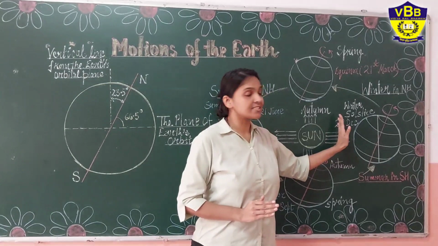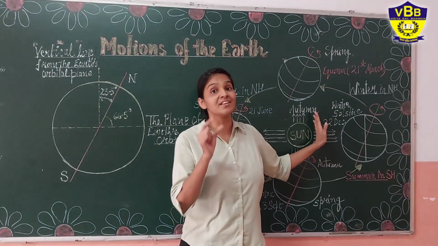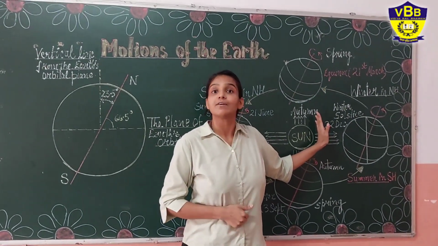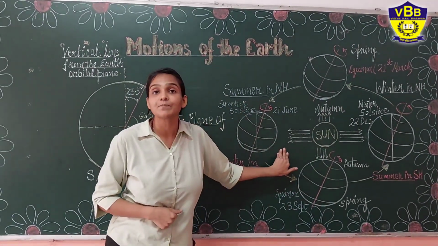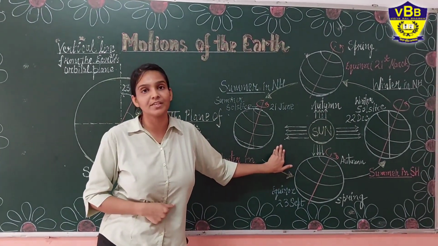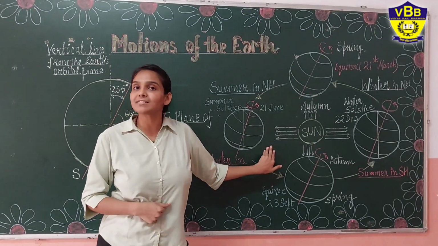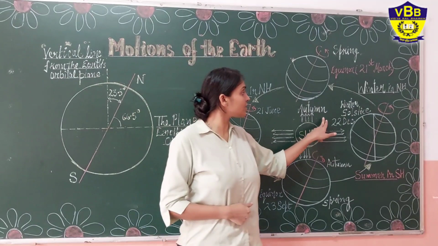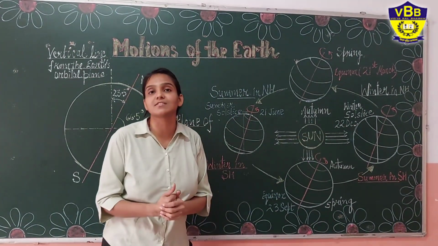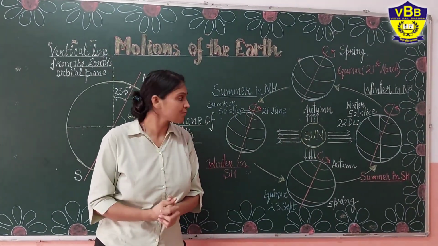In some places it is near to the sun. The nearest distance is known as perihelion, and on one side it is far away from the sun. The farther distance is known as aphelion. Nearest distance is known as perihelion. The farther distance is known as aphelion.